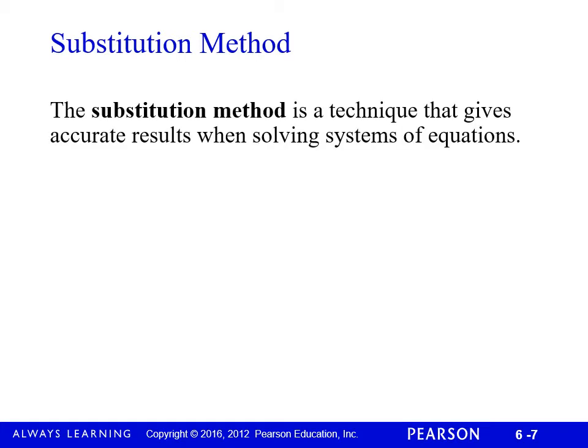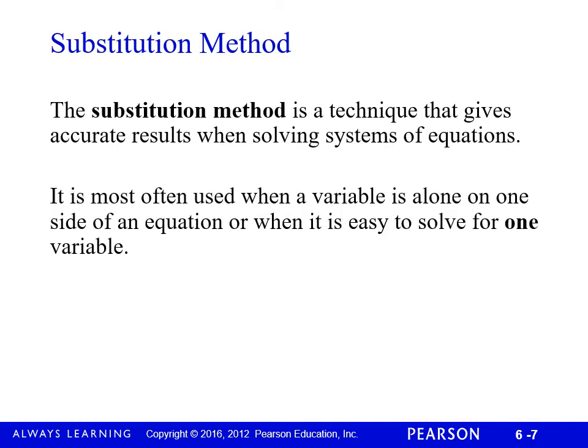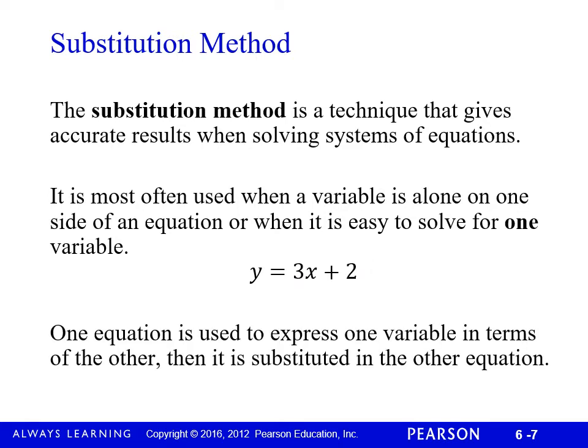The substitution method is a technique that gives accurate results in solving systems of equations. It is most often used when a variable is alone on one side of an equation, or when it is easy to solve for one variable. Here we can see that y equals 3x plus 2. The y is alone by itself, so we could substitute this formula for y into another equation. One equation is used to express one variable in terms of the other, then it is substituted into the other equation.